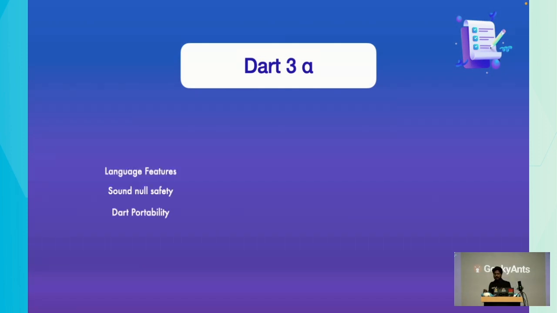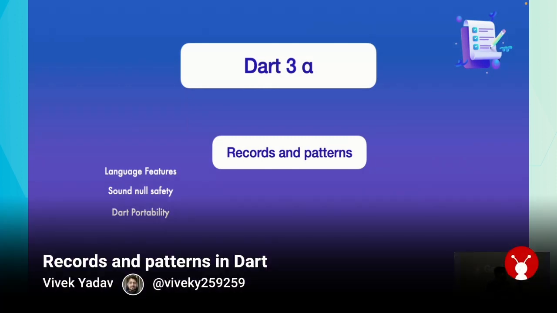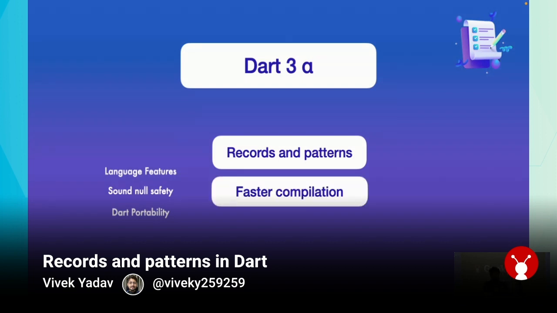Okay, and in Dart 3 we got very few features. There was a language feature, then an update on sound safety, and one more platform added in Dart portability. Let's look at them. The main language feature was records and patterns that we are going to see, but remember this is in alpha stage, so it is recommended that you do not use records and patterns in your production apps. Okay, and there might be some changes in whatever I am going to show you. And sound null safety plus faster compilation.